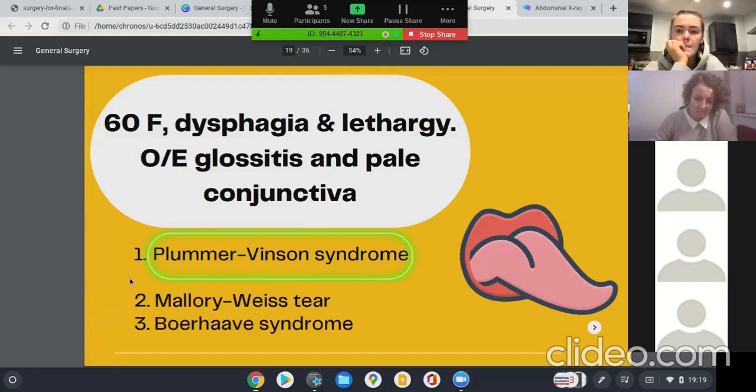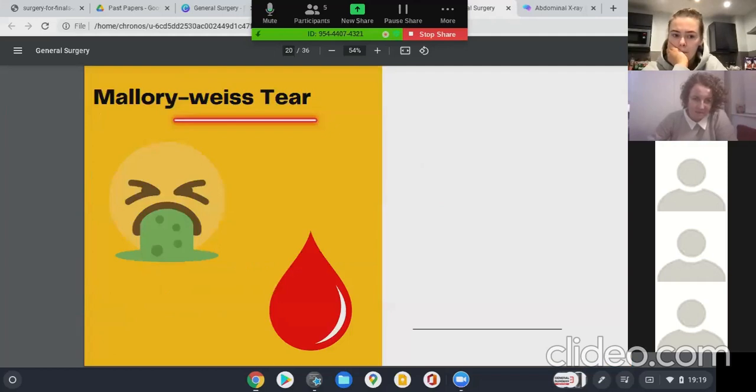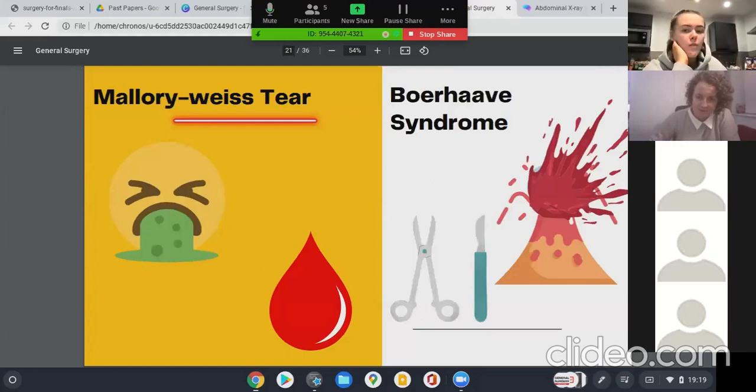Okay, just to explain, a Mallory-Weiss tear is basically a tear of the esophageal mucosa, and the presentation is usually someone who's a chronic vomiter or is using alcohol in excess and has been vomiting. Boerhaave syndrome, sorry if I'm not saying it right, is an esophageal rupture, and I just remember that by Boerhaave begins with B, so it's a big rupture.